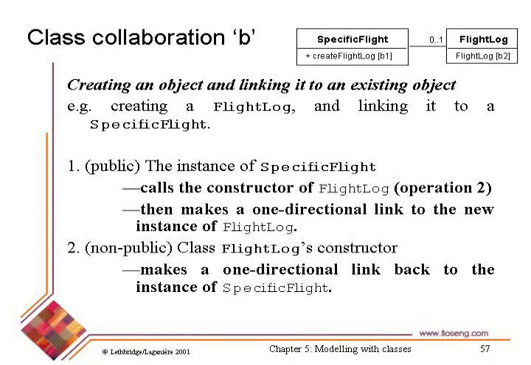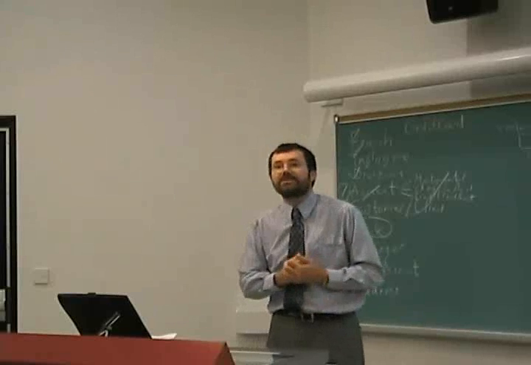So we start off with a create flight log, which is public. The plus symbol tells us that. Okay? And this calls the constructor of flight log. It's calling the constructor now. And then it's going to make a one-directional link to its new instance. Okay, so there's now a pointer or reference between flight and flight log. Then, secondly, the constructor is going to make the link back. It's going to say, okay, update my instance variable to say which flight I'm for. Okay, very simple, really. That's subtly different from the previous case.